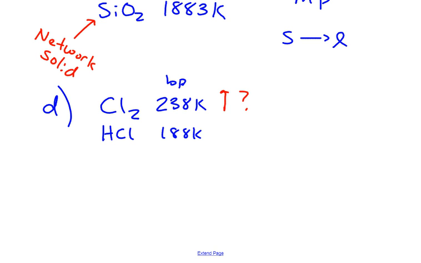The normal boiling point of Cl2 is 238, while HCl is 188. It's underlining that it's higher. They're basically saying like, what? Because what's going on here? Cl2 has what? These are just London.